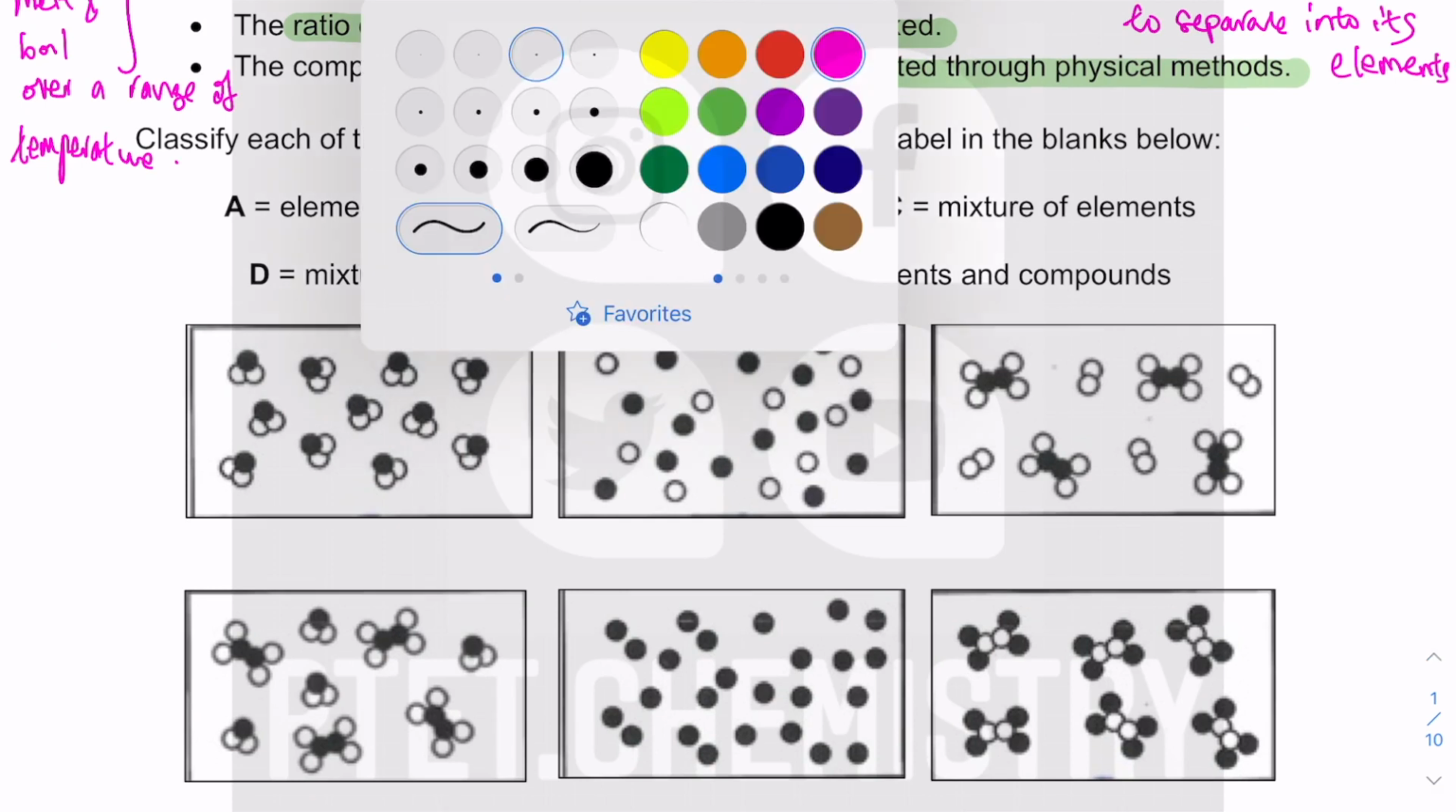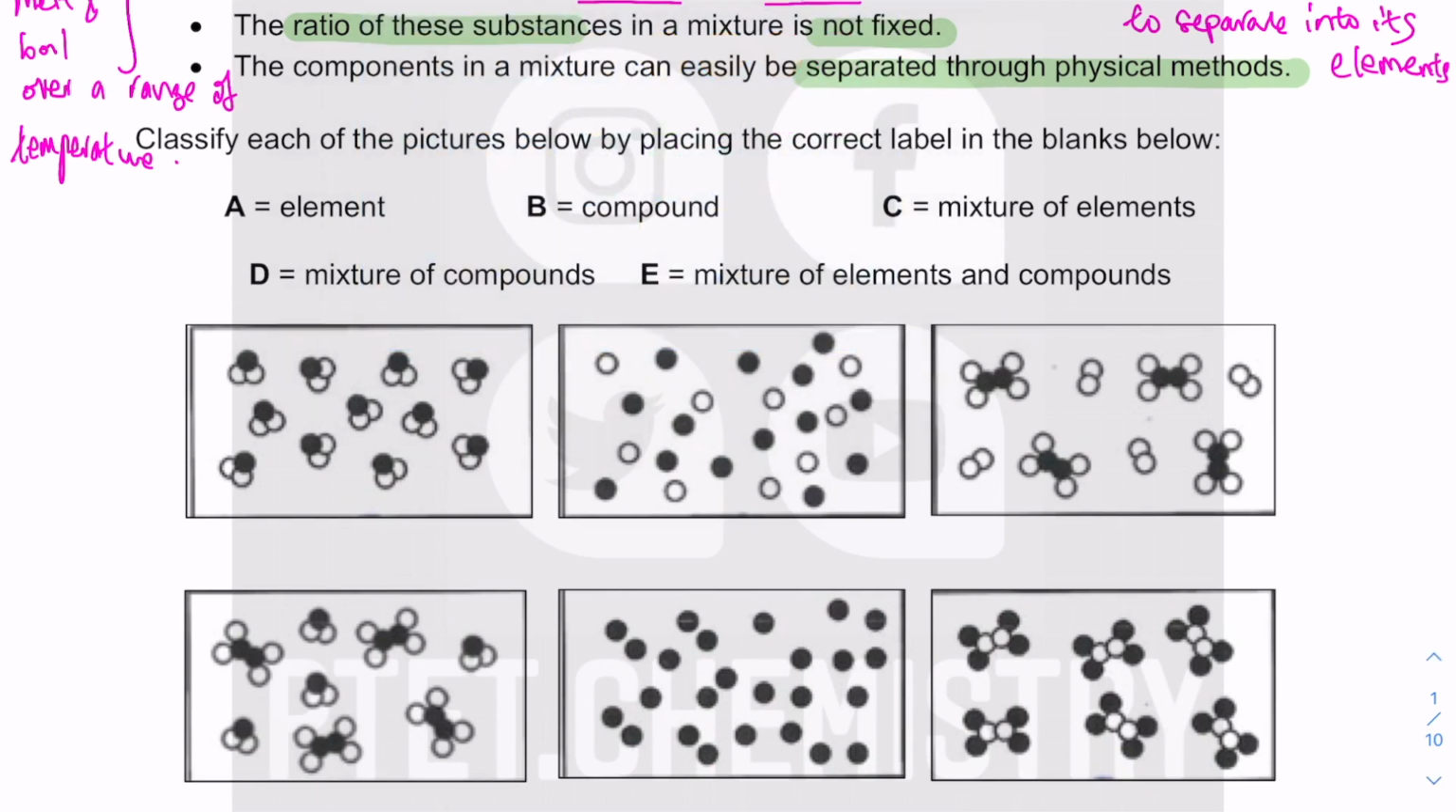So going through the next bit, which is to do with classifying each of the pictures by placing the correct label in the blanks below. Each of these, you will have this one and this one. They are different atoms. So that's to represent the atoms. These are very simple diagrams to represent each individual atom. Looking at these, we can see that there's one black and two white, and all of the molecules. Okay, these are molecules.